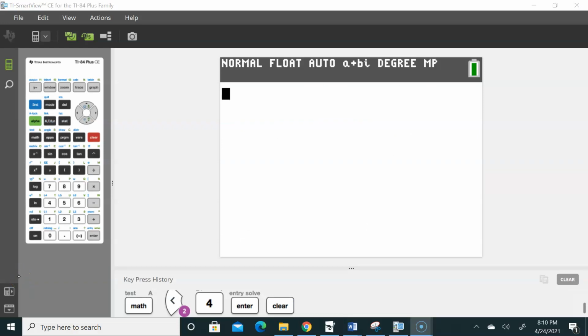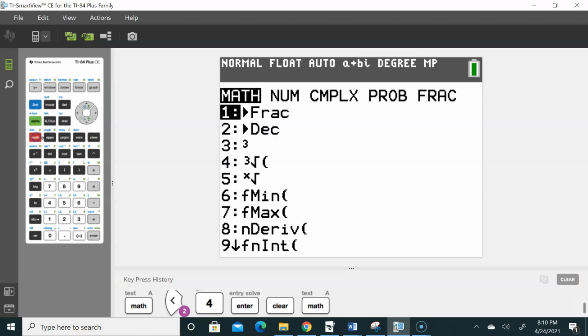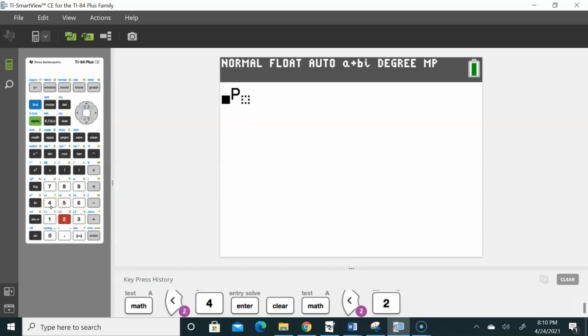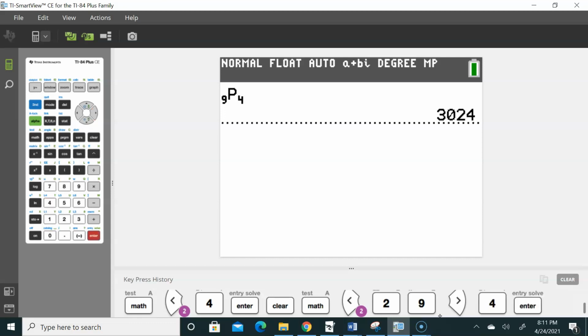So yesterday we found that special factorial key. The nPr key is in the same spot. I'm going to go to math. I'm going to move over to probability, and this time it's number 2. And it gives you shadow boxes, and for my example it was going to be 9P4. And look what I get. I get 3,024, which is what I had before, and we'll explain why we get what we get.